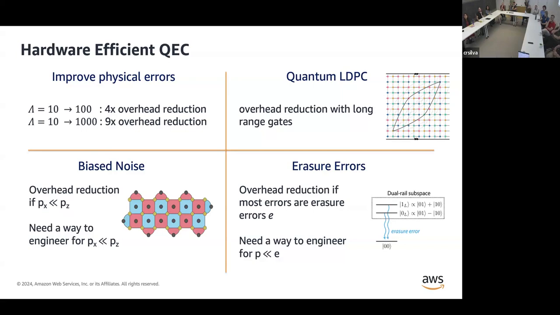So maybe I missed something, but I think I haven't, but these are the directions where many people are trying to make progress, to see if you can do error correction in a more efficient way and really not have to scale so much. Any question? Okay. So I will focus on this one, which is the approach.